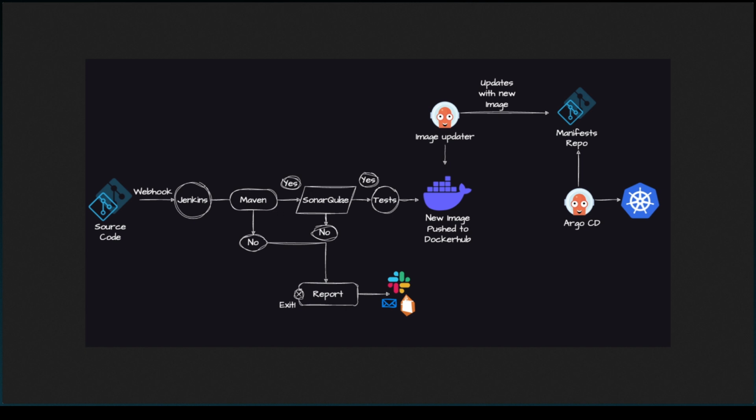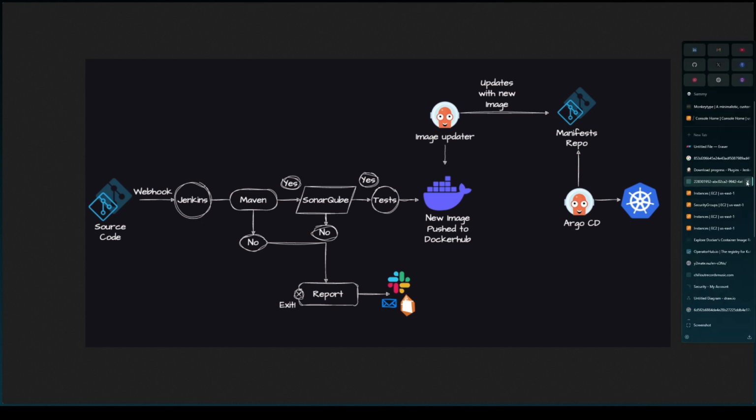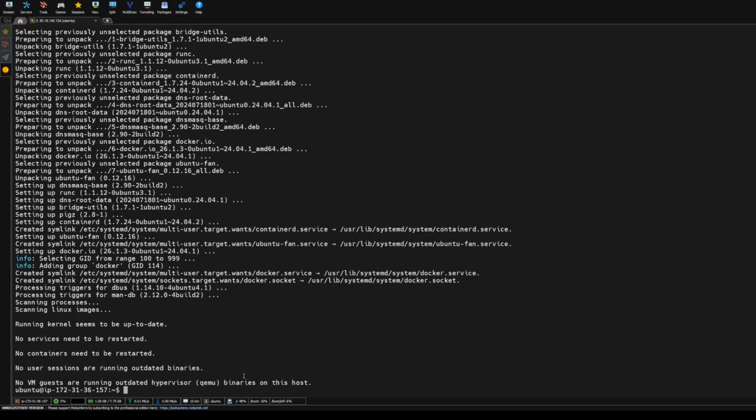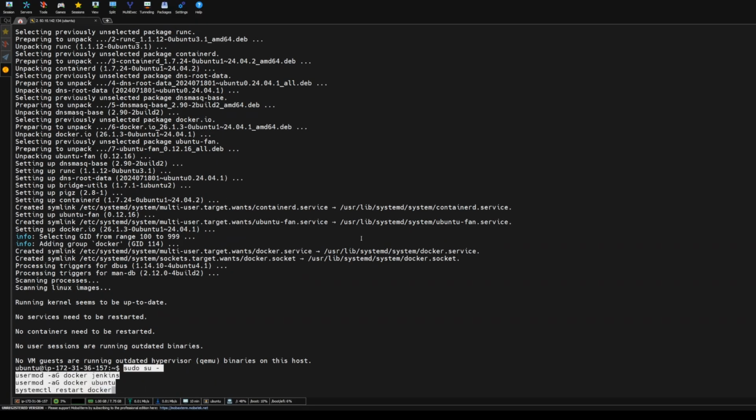So next is the SonarQube. We need to install the SonarQube, so let's install it. We have installed Docker. Let me show you how to install the SonarQube. First of all, we need to give the permissions. We have installed Docker, so we need to give the permissions. So let me give the permission.